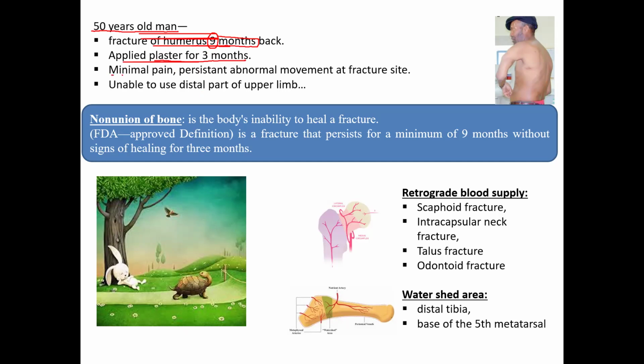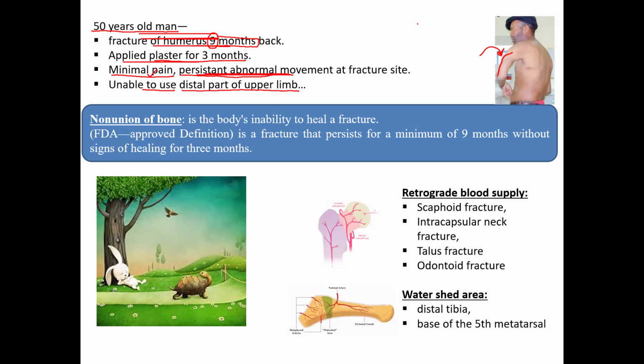Now he is having pain, which is not much, minimal pain. There is persistent abnormal movement. Persistent abnormal movement means there is no healing of the fracture. And the patient is unable to use the distal part of the limb because he is not able to stabilize the limb. If you see the clinical picture, the limb is deformed, and there is abnormal mobility with a duration of 9 months after the fracture.